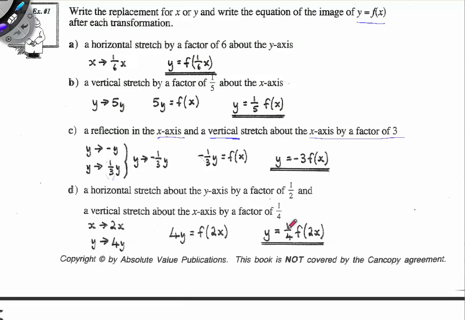Sorry, the x-axis. It's a vertical stretch, so it has to be centered on the x-axis. Bit of confusion there, but yes, you'll be stretched up or down, but it's centered on the x-axis. This is a horizontal because it affects the x, and it's opposite to what you'd expect, so it's a stretch by a half in the horizontal direction.